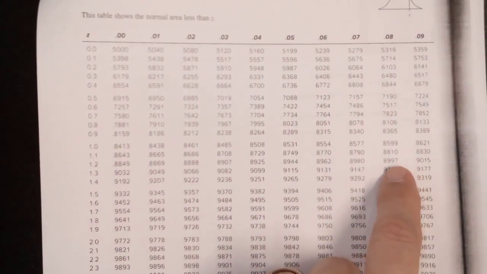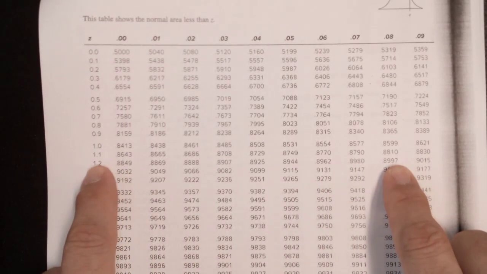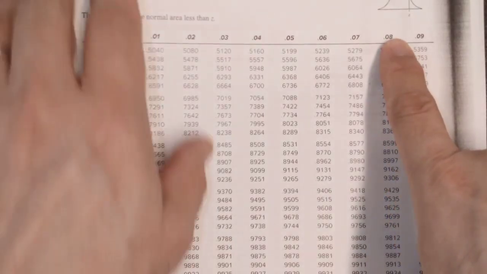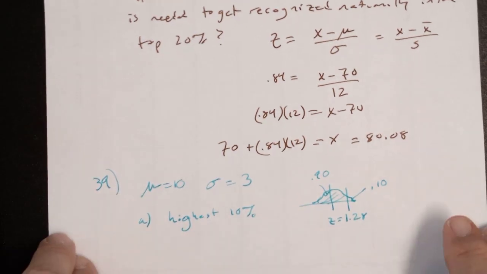0.9, here we go. Closest I can get is 0.8997, which is 1.28. But that's a Z. And we were asked for a time. How do I get there from here? Hang on.